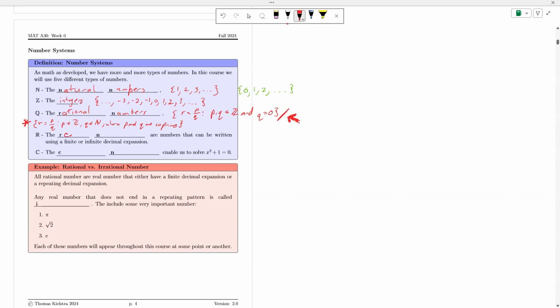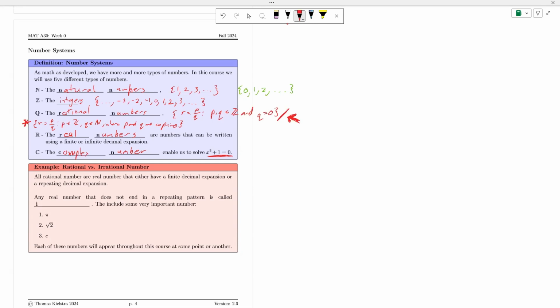Then we have our real numbers. The real numbers are numbers that can be written using a finite or infinite decimal expression. We're used to thinking of this as all our numbers. But there's actually another number system we're going to talk about called the complex numbers. What the complex numbers do is they allow us to solve expressions, particularly this expression, and we can actually get a solution for it. It expands the numbers we can look at and expands the expressions that we can solve.